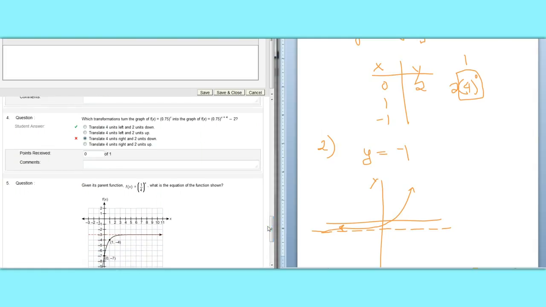Okay, question 4. Which transformations turn the graph of f of x equals 0.75 raised to the x power into the graph of f of x equals 0.5 raised to the x plus 4 minus 2? Okay, so this is just a matter of understanding what numbers added up here, how those affect the graph, and what this affects the graph. Well, if you have a number, that second term added out here, that is your horizontal asymptote, and so that will shift. Okay, so it looks like you had 2 units down, which is good. That's definitely going to shift it 2 units down.